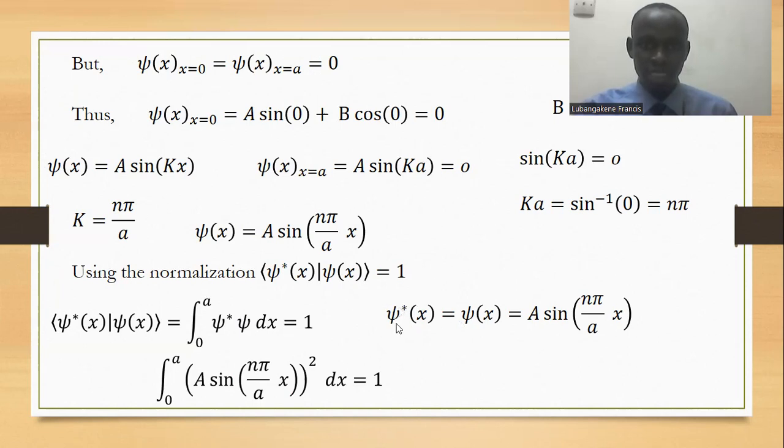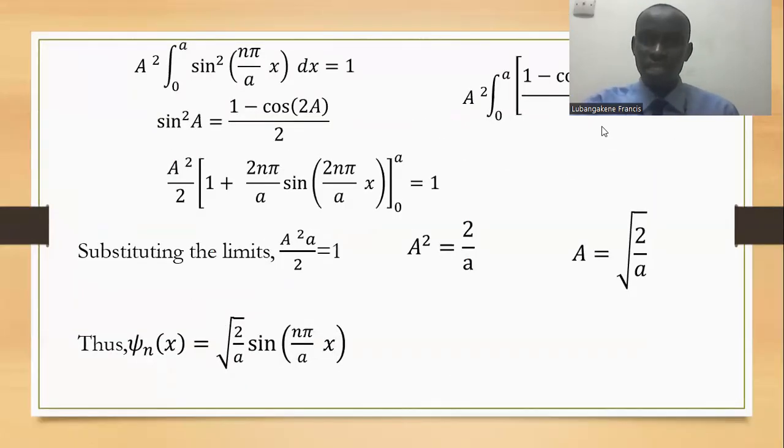Therefore, when we substitute, we know that psi(x) is not a complex number. Since it is not a complex number, the conjugate is equal to the real function given. Therefore, psi star is equal to psi, which is A sine of n pi x over a. Its multiplication of psi star times psi is just A squared sine squared, so integrating from 0 to a of this will give us 1 to normalize this function.